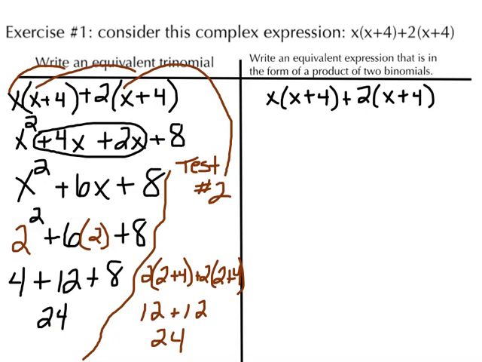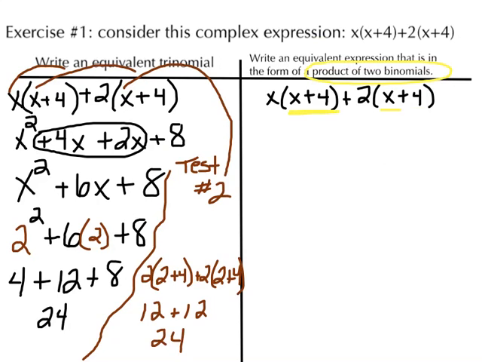Now, I would like you to write an expression that is in the form of a product of two binomials. I think you need to understand really clearly what this is asking you for. It's asking you to break this down and simplify this to have two binomials. This is just a little bit of a different way of reading and seeing these problems. What I want you to look at right away is, do I have anything inside my parentheses that is exactly the same? And absolutely I do.